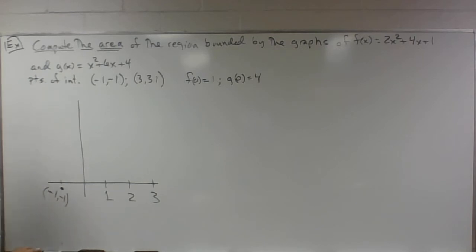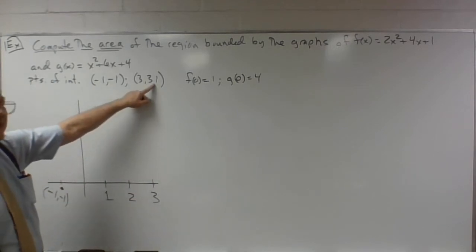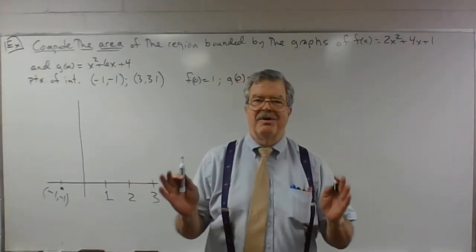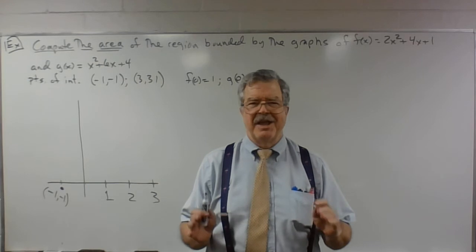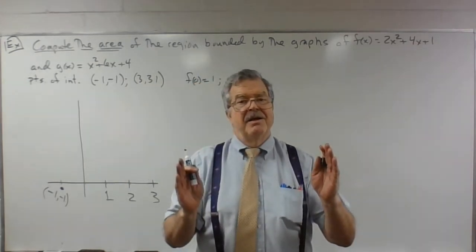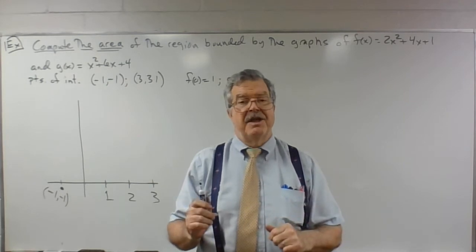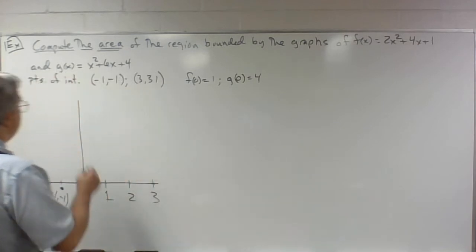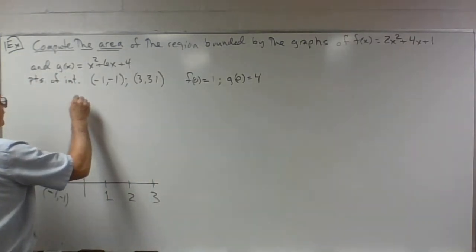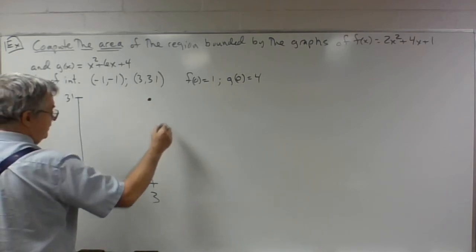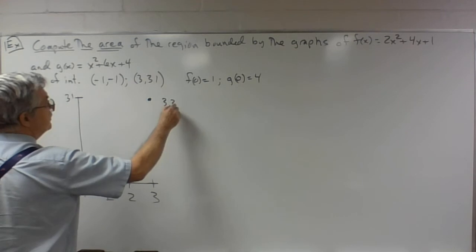Here's one point of intersection. The other point occurs at x equal 3 and y is 31. I'm going to have to draw the y coordinates a bit out of scale. I'm going to have to use a vertical scale that's compressed compared to my horizontal scale. So I will say that this is y equal 31. Here's the point 3, 31.